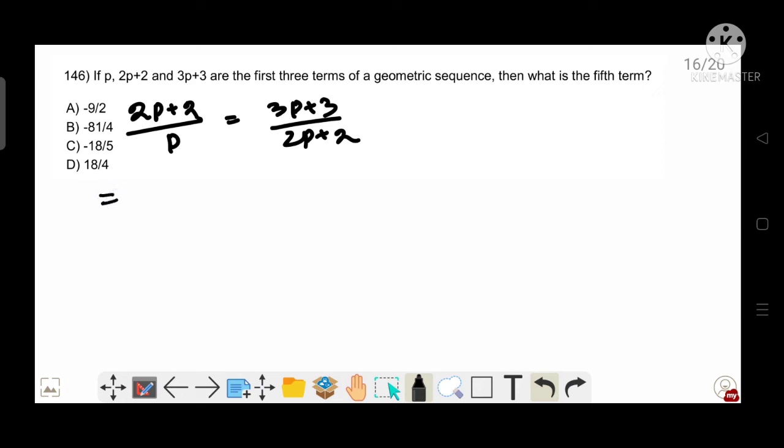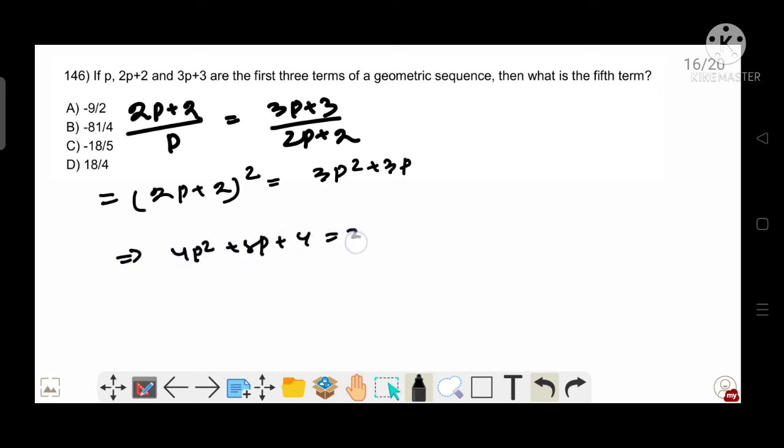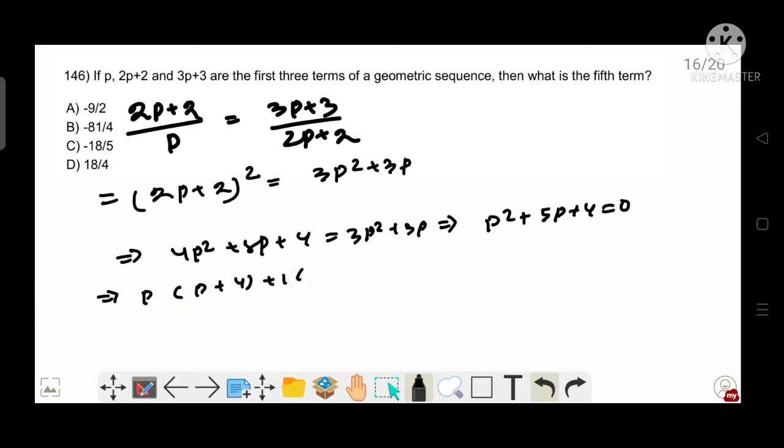Then 2P plus 2 whole square equal to 3P square plus 3P, which gives 4P square plus 8P plus 4 equal to 3P square plus 3P, which implies P square plus 5P plus 4 equal to 0. This implies P into P plus 4 plus 1 into P plus 4 equal to 0. This implies P equal to minus 1 or minus 4. Minus 1 should not be considered, because if you put minus 1, the third term becomes 0.